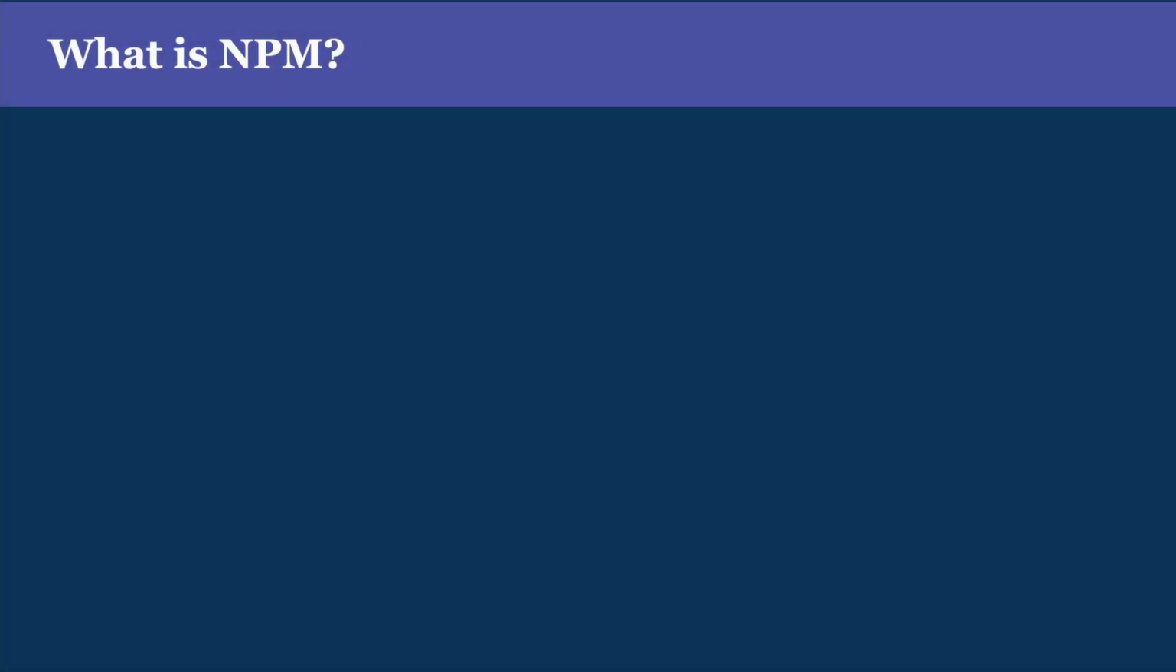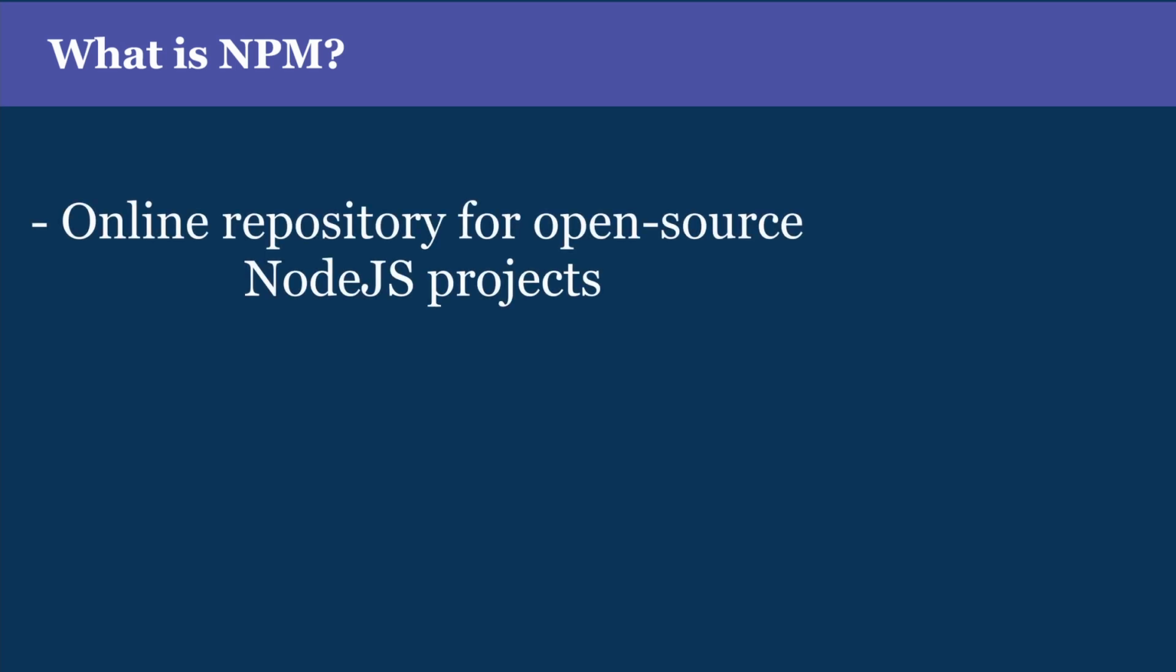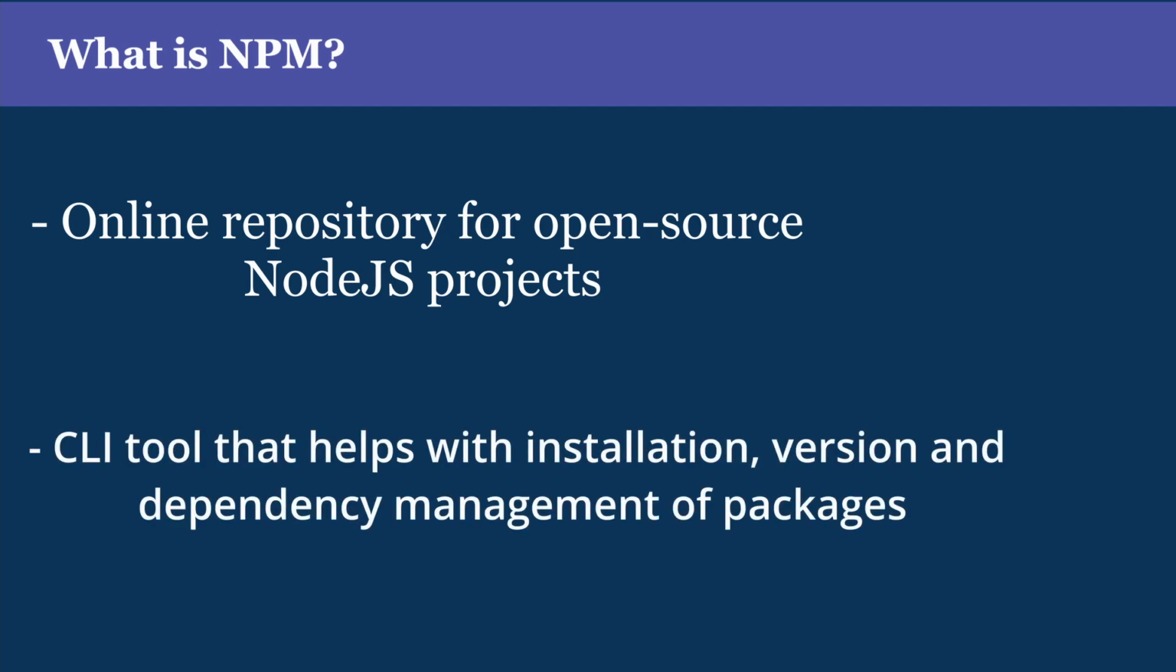All right, so first we must understand what npm is and what we can do with it. npm is a couple of things. First and foremost, it is an online repository for the publishing of open source Node.js projects. Second, it is a command line interface tool that aids you in installation, version, and dependency management of those packages. There are hundreds of thousands of Node.js libraries and applications on npm, and many more are added every day.